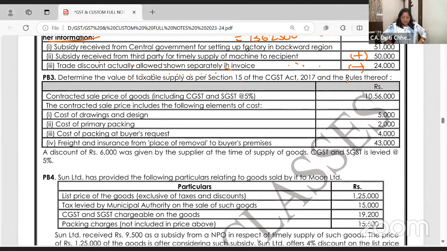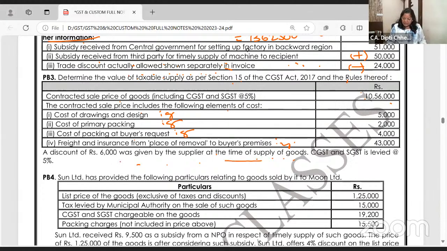Determine the value of taxable supply as per section 15. This is also including 10,56,000. Contract sale price includes cost of drawing, primary packing and also ignore with a note. Freight and insurance. अच्छा, सब चीज तो included है इसमें. A discount of 6,000 was given to the supplier at the time of supply. So fire insurance वो सब तो ठीक है. But discount क्या करना है?